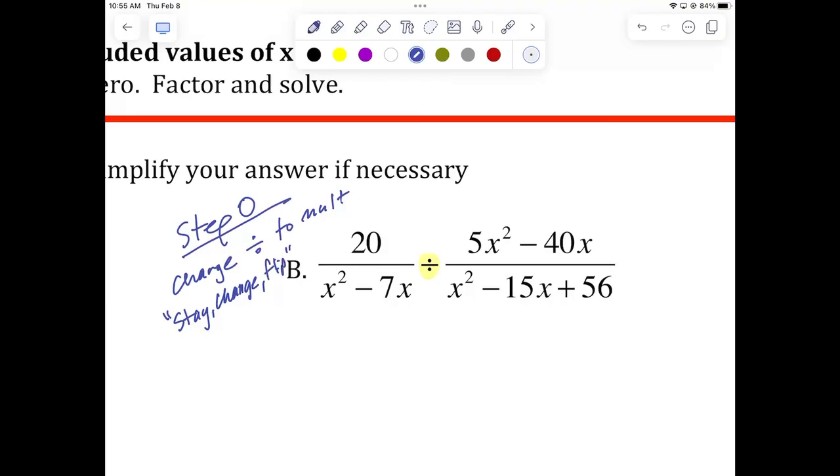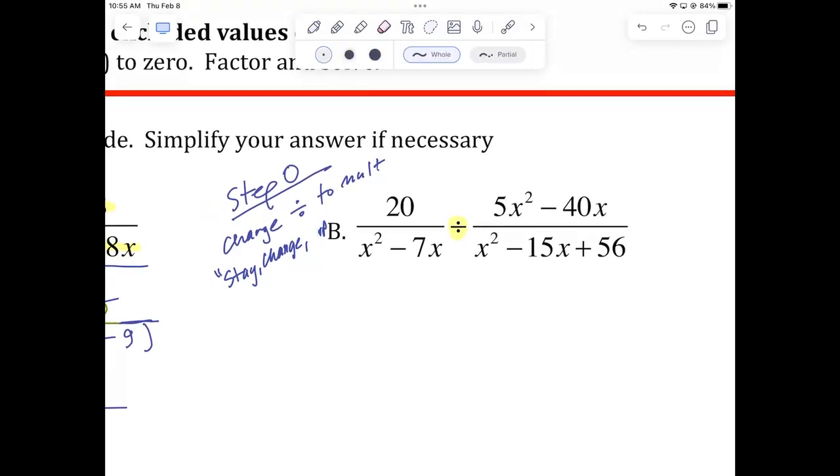Y'all might have learned it as keep, change, flip. Y'all like keep, change, flip better or stay, change, flip? I learned it as stay, change, flip. So I'll do keep, change, flip.